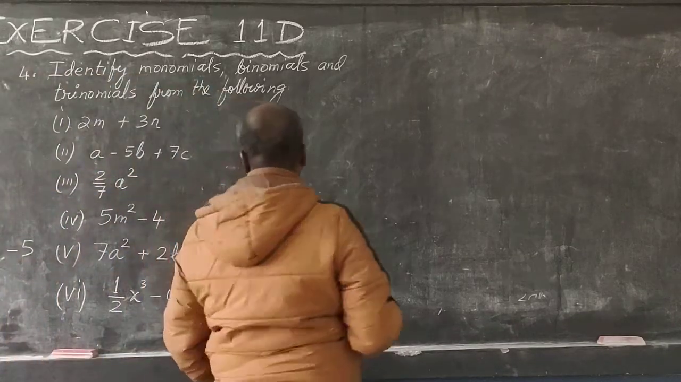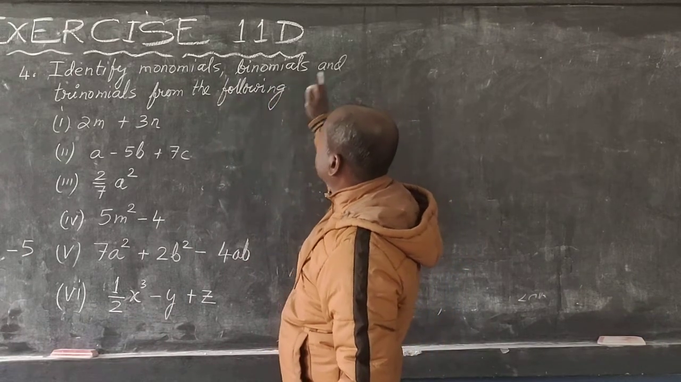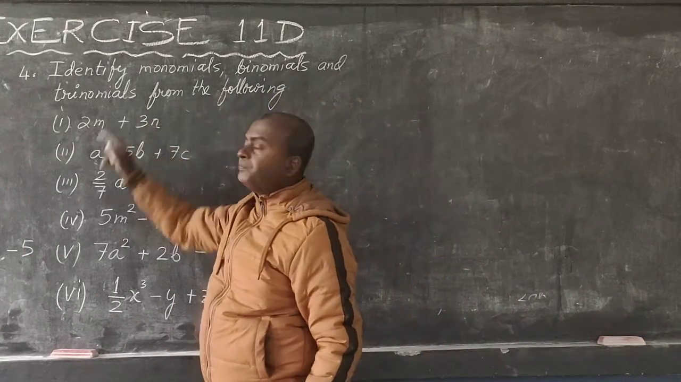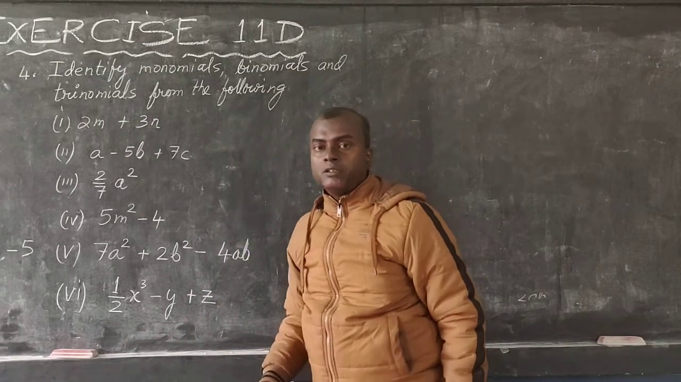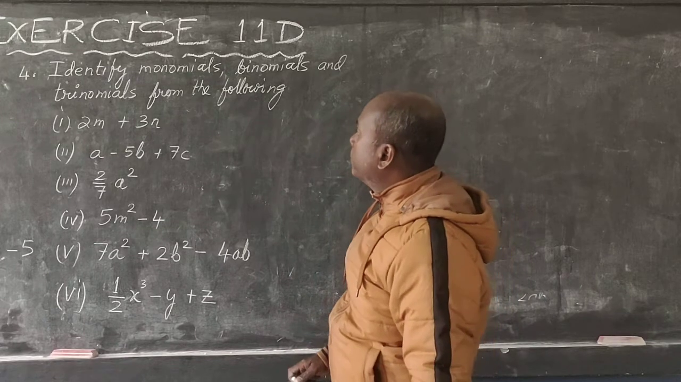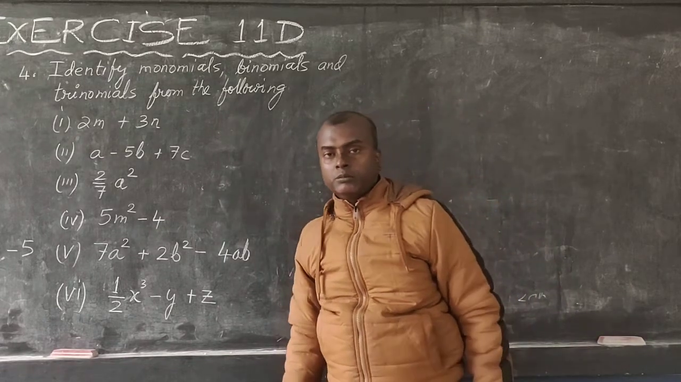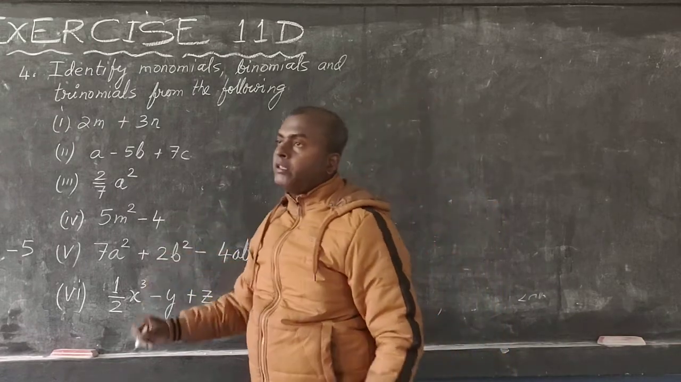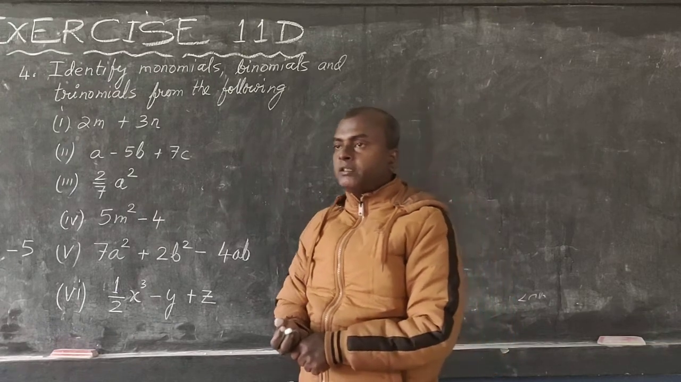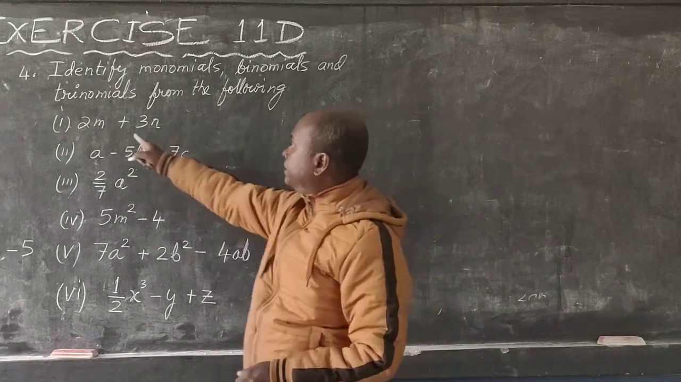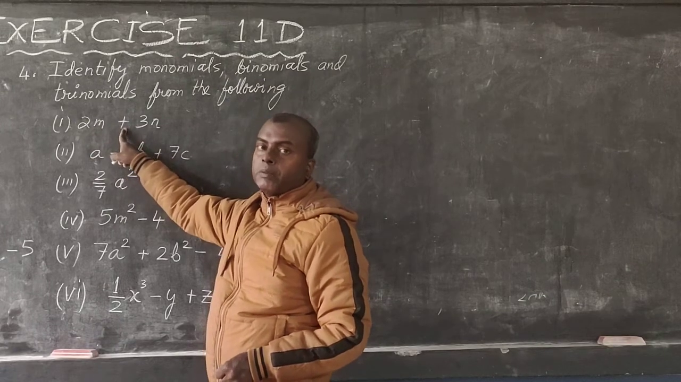Okay, now consider this question. Identify monomials, binomials and trinomials. Monomials having only one term, the algebraic expression having only one term. Binomials means expressions having two terms, trinomials means having three terms. So now I have already taught you how to count the number of terms in an algebraic expression. Now here is the algebraic expression.